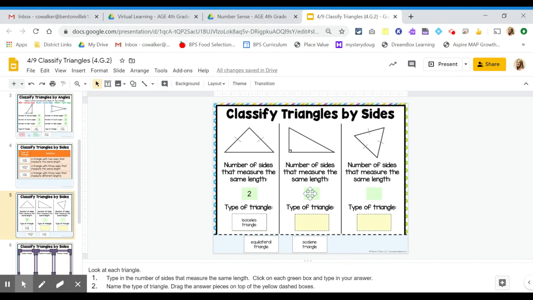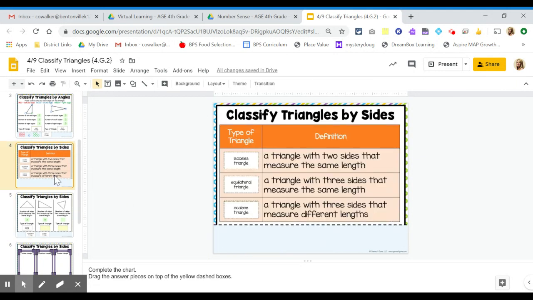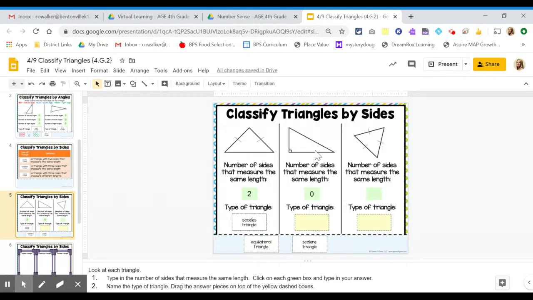No. So that means there are no sides that measure the same length. So if we go back to our previous slide, which of these tell us the name of the triangle where none of the sides measure to be the same? Scalene, this bottom one. It says a triangle with three sides that measure different lengths. So that means none of them on this triangle measure the same length, so they are scalene.